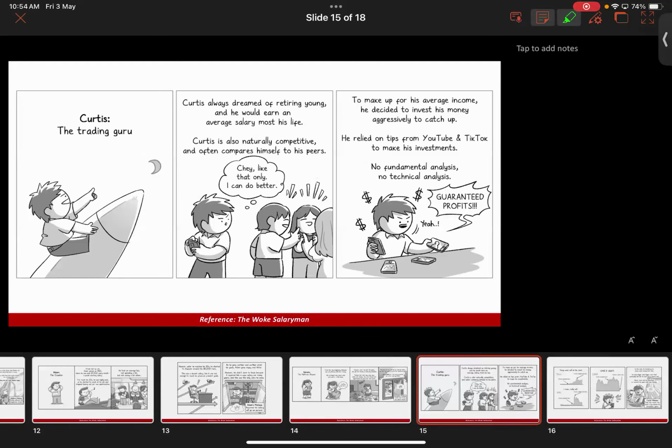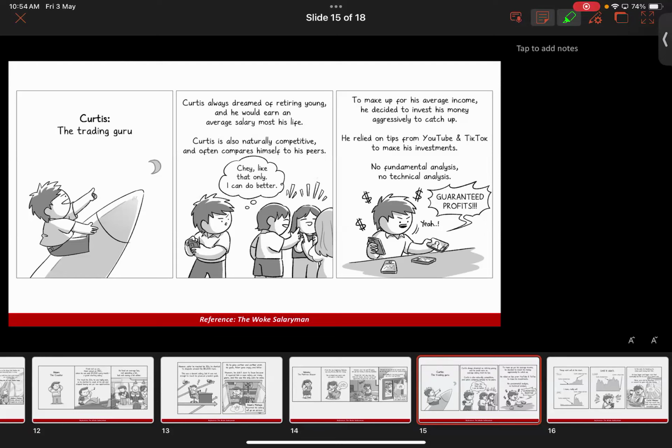The next one is Curtis here, the trading guru. He also dreamed of retiring young and he would earn an average salary most of his life. So what happened is he invests aggressively. You can see he relied on YouTube and TikTok to make investments, no fundamental analysis and no technical analysis. So therefore, this is like simply gambling.